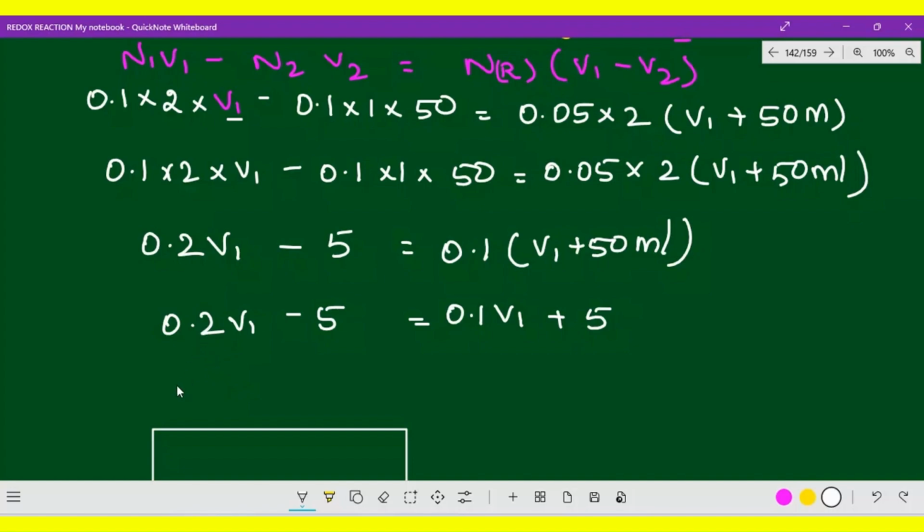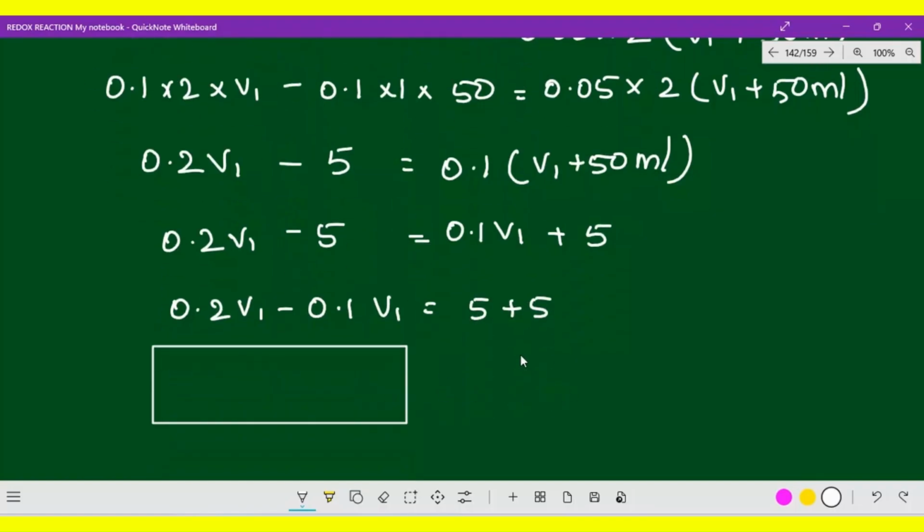So, now all that V1 we bring this side. So, here, 0.2 V1 minus 0.1 V1 equal to 5 plus 5. So, here 0.1 V1 equal to 10. So, that means V1 equal to 100. Here ml only we are considering, V1 equal to 100 ml.